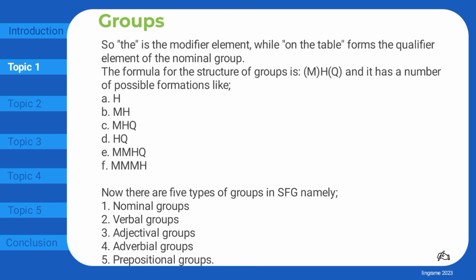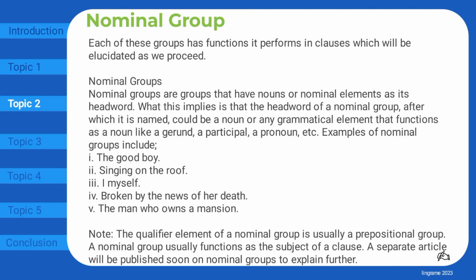The formula for the structure of groups is MHQ, and it has a number of possible formations like H, MH, MHQ, HQ, MMHQ, MMMH. Now there are 5 types of groups in SFG, namely, nominal groups, verbal groups, adjectival groups, adverbial groups, and prepositional groups. Each of these groups has functions it performs in clauses which will be elucidated as we proceed.